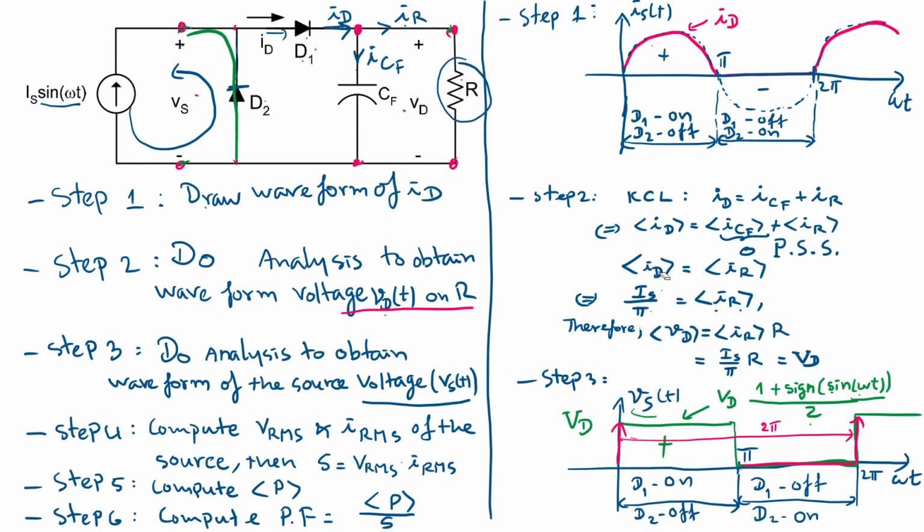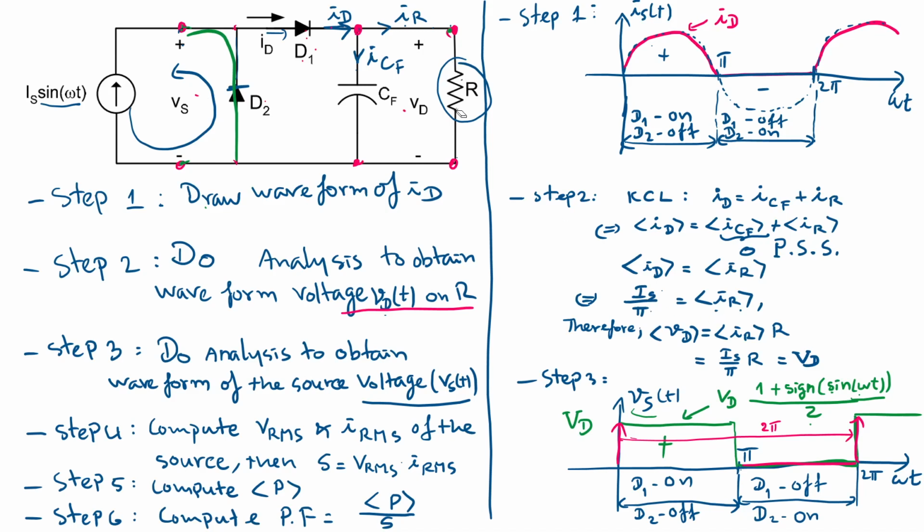How can we do that? First, we use Kirchhoff's current law. This current equals this current plus this current, right? And then we apply the average value. You remember in periodic steady state, the average value of the current going in and out of a capacitor is 0, right? So the average value is 0. Then the average value of current across this diode is just the same as the average value across this resistor.